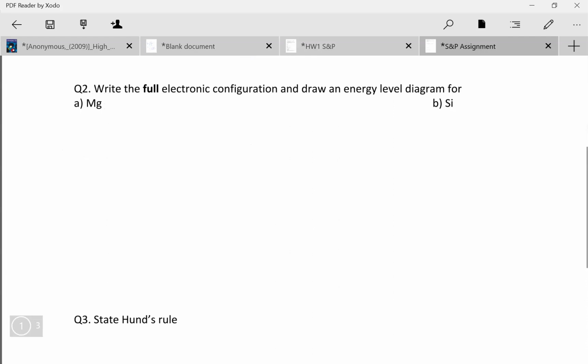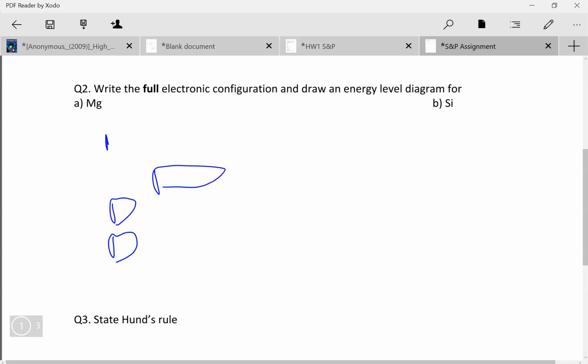Full electronic configuration and draw an energy level diagram. So you've got to go 1s2, 2s2, 2p6, 3s2. I'm looking for this general shape. Is it wrong technically to put the p block directly on top? No, but it's conventional to put it to the side and then the d blocks to the side of that. So if you can, do it that way.